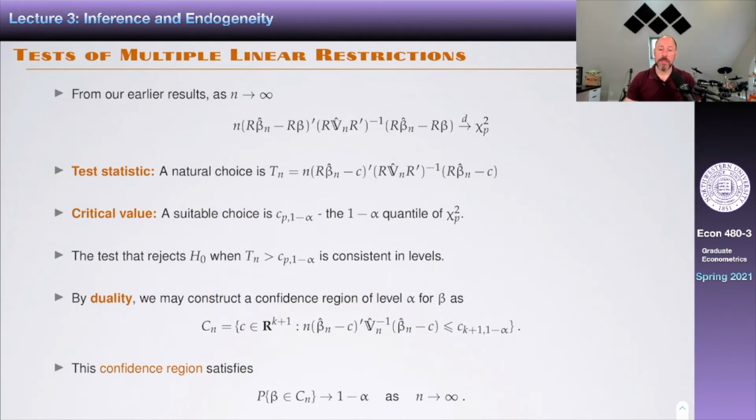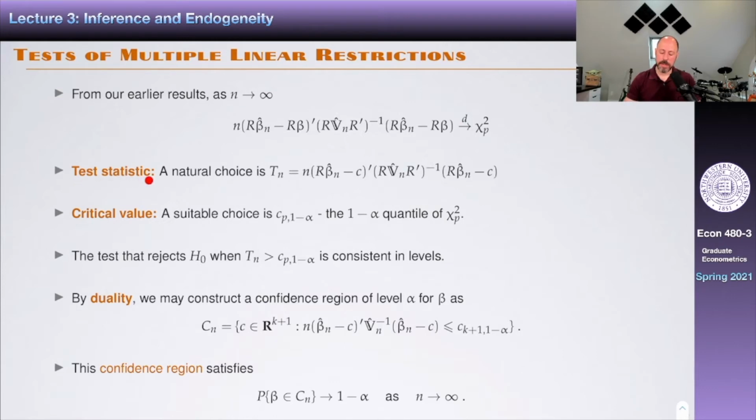From our asymptotic normality result, we can use the results that we know about normals and chi-squares. And so we have that n times (R beta hat minus R beta) prime, the asymptotic variance inverse, which we know is invertible, at least with high probability because this is estimated, and then R beta hat minus R beta converges in distribution to a chi-square, which has p degrees of freedom, where p is the dimension of the rows of R, which is the number of restrictions that we have.